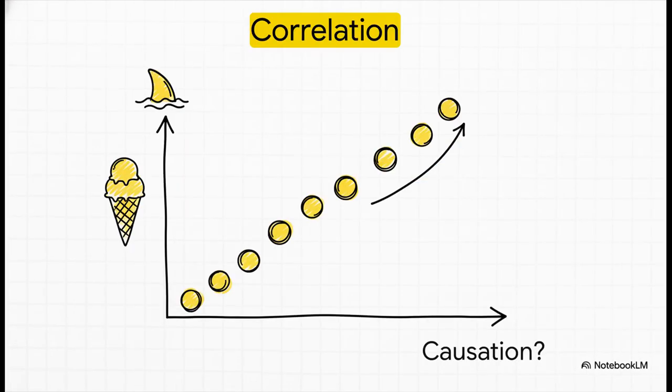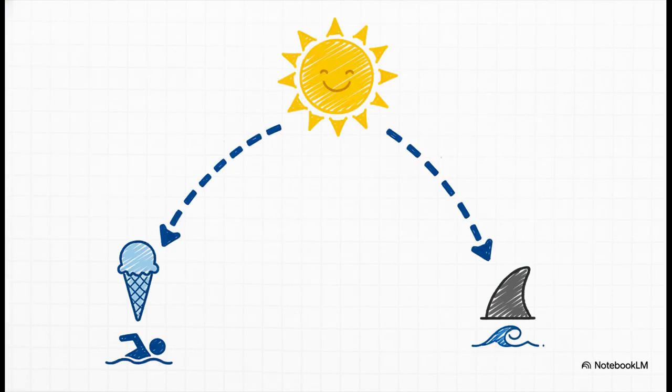And to make sure you never ever forget this, let's use the classic example. If you were to plot the number of shark attacks per month against the number of ice cream cones sold, you would find a shockingly strong positive correlation. As ice cream sales shoot up, so do shark attacks. So, does eating ice cream cause shark attacks? Of course not. There's a third, hidden variable that's actually driving both things, the temperature.